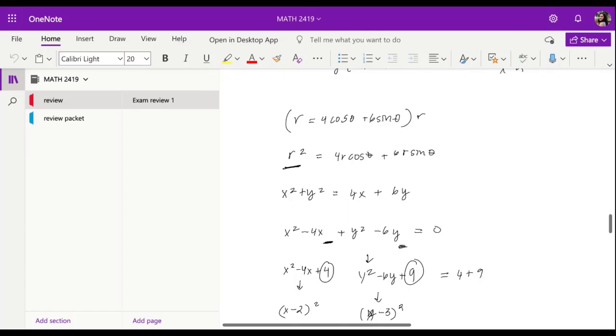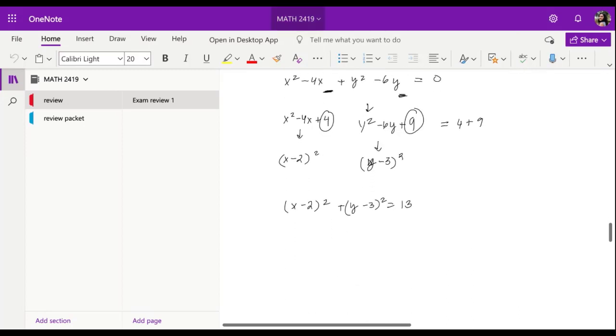From this equation, what kind of curve do you guys think it is? It's a circle. Yes, exactly. So this is a circle with a radius of square root of 13, and its center is at (2, 3). So that is this question. Any questions about this one? All right, so let's move on to the next one.